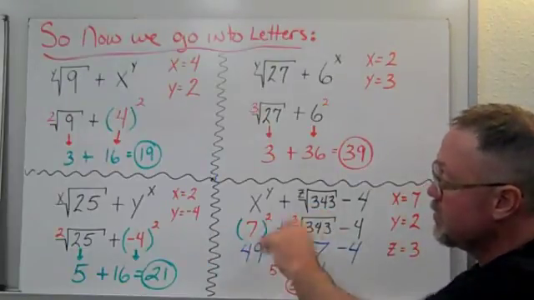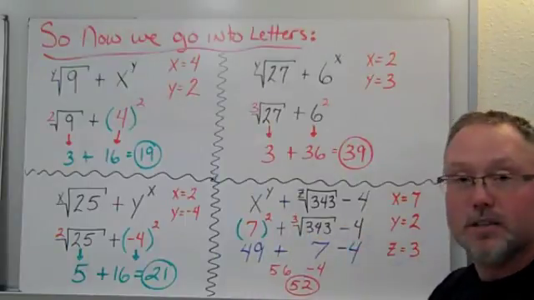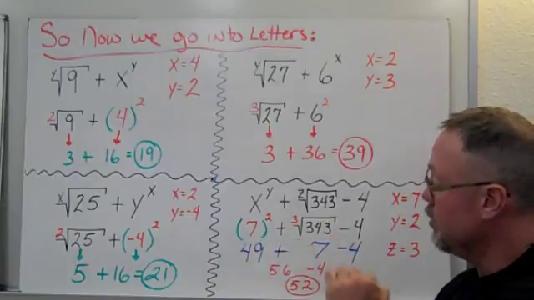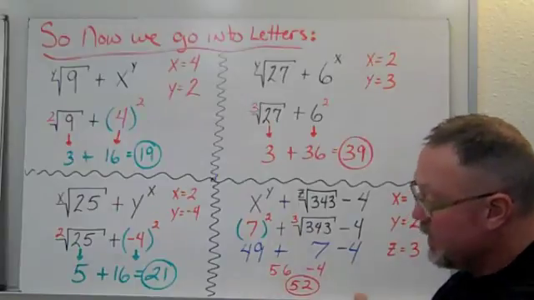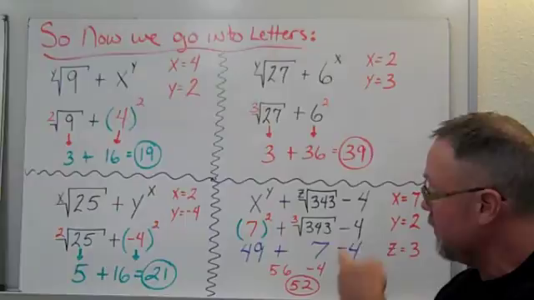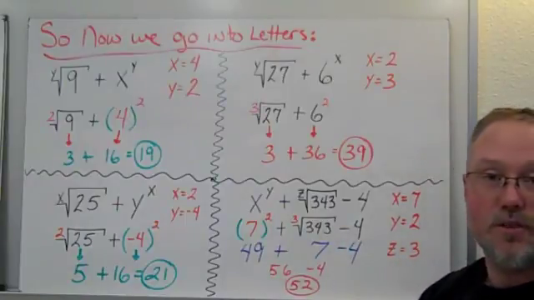So I have 7 squared. I have now the cube root of 343, and that's all minus 4. So 7 squared gives me 49. The cube root of 343 is 7. Bring down my 4. Take care of my order of operations going left to right. So I have 49 plus 7 minus 4. 56 minus 4 gives me a total of 52.